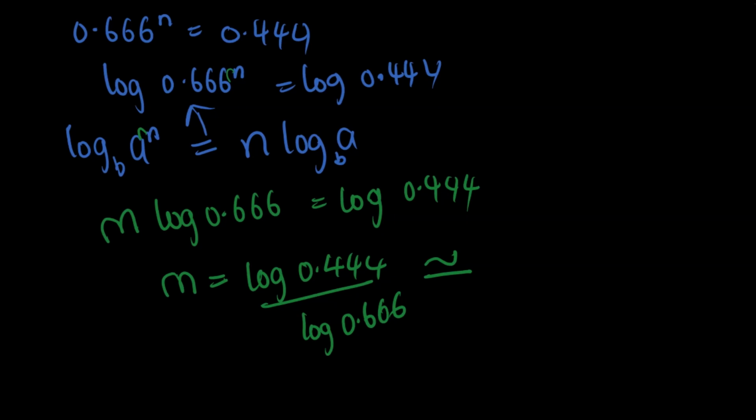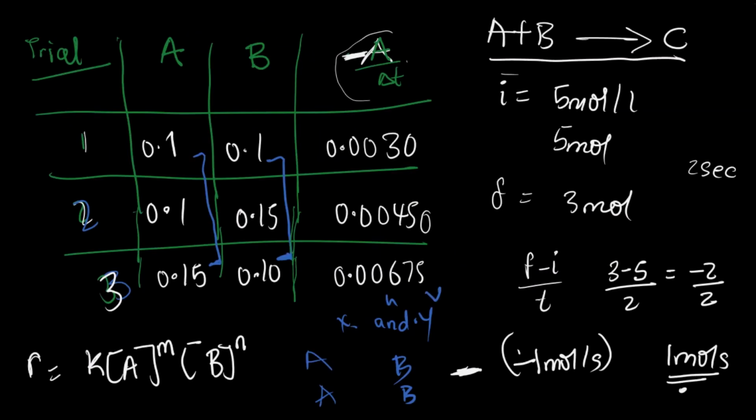So this is m. I've been making use of n, but this is m. We're working with m first. So it means that m is equal to 2. And from our rate law here, we can see that m is equal to the order of the reaction with respect to A. So the order of the reaction with respect to A is equal to 2.